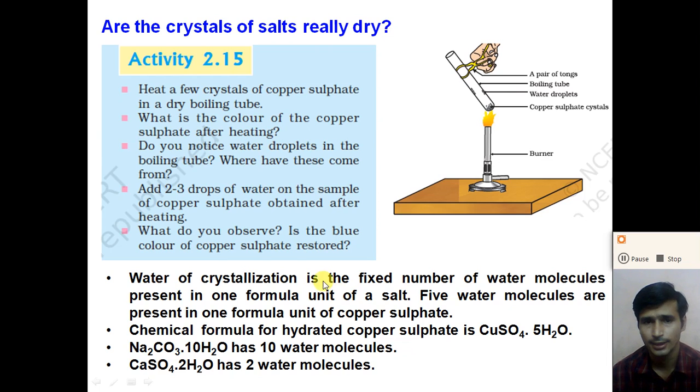we get washing soda, right? So what is the chemical formula of washing soda? The chemical formula of washing soda is Na2CO3.10H2O. That means in the crystal of sodium carbonate there are 10 water molecules used for the crystallization. Similarly, calcium sulphate has 2H2O: for the recrystallization of calcium sulphate, 2 water molecules are used, giving hydrated calcium sulphate, CaSO4.2H2O, right?